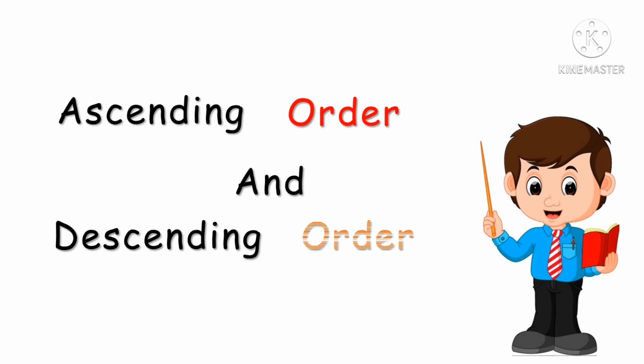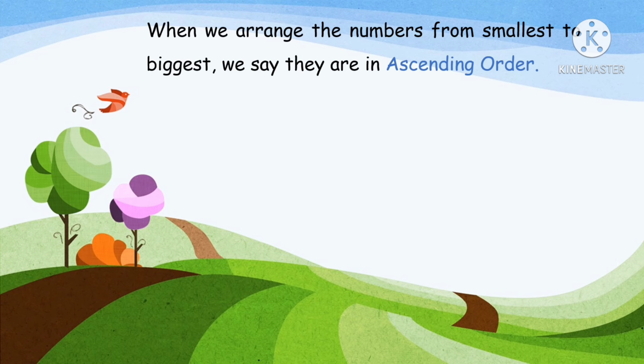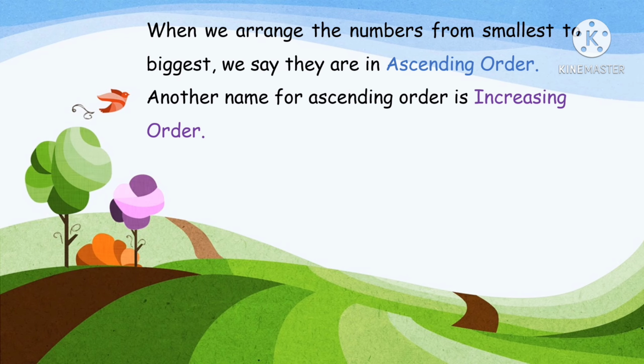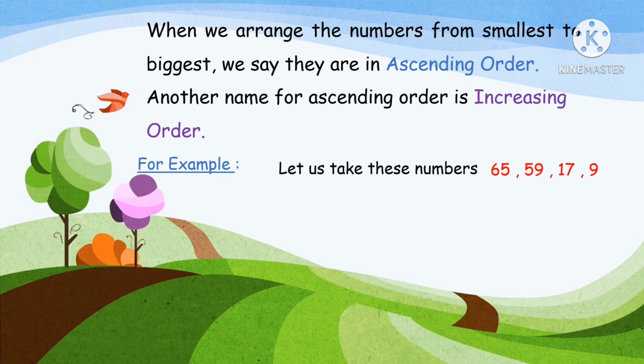Ascending order and descending order. So let us learn what is ascending order and descending order. When we arrange the numbers from smallest to biggest, we say they are in ascending order. Another name for ascending order is increasing order. For example, let us take these numbers 65, 59, 17 and 9.